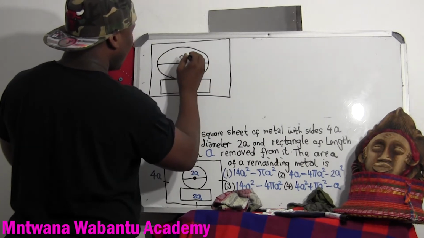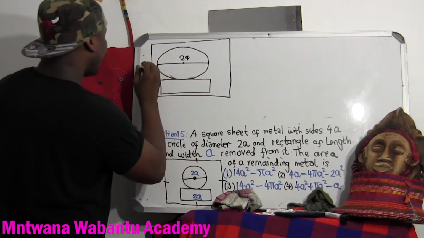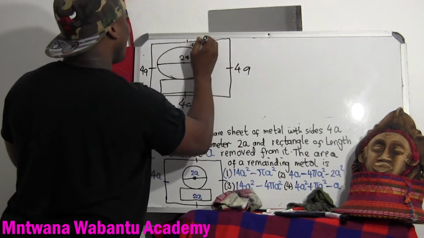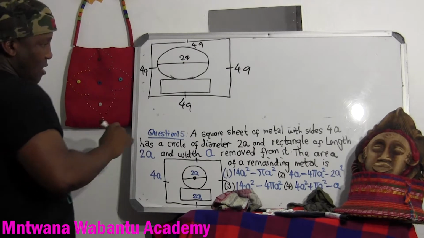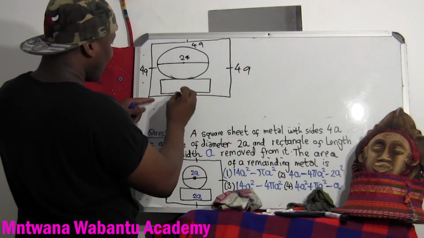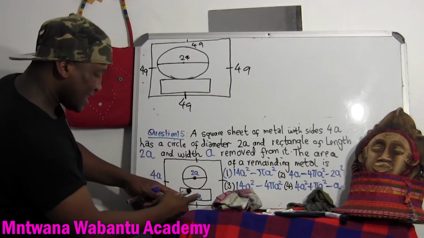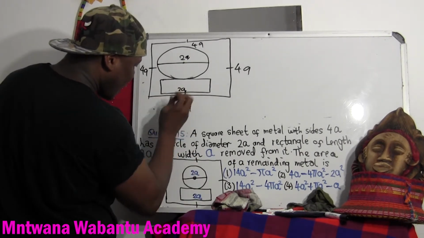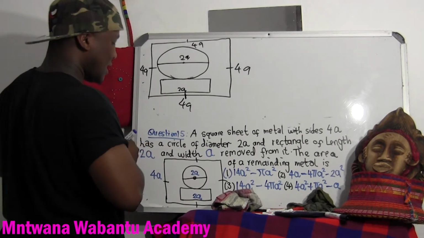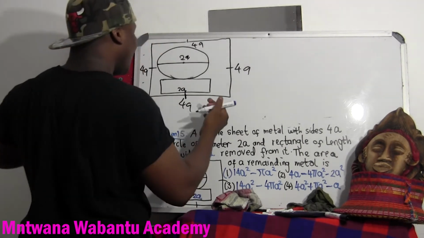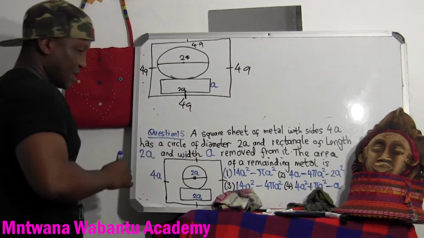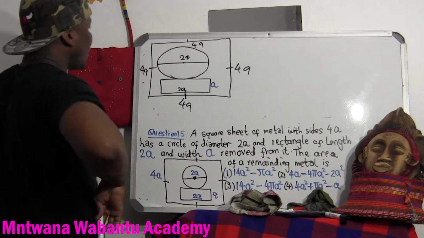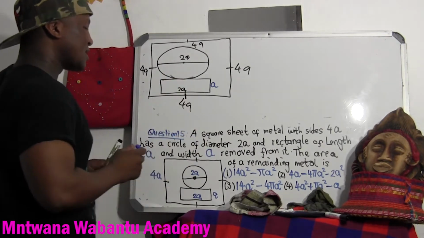This is 2A, according to what I said. This is 4A, and because it's a square, this must be 4A and this must be 4A. All the length from here to here is 4A. They say the rectangle is 2A, meaning the length of the rectangle is 2A. They didn't give it to us directly, but it's given in the question that the width is A.